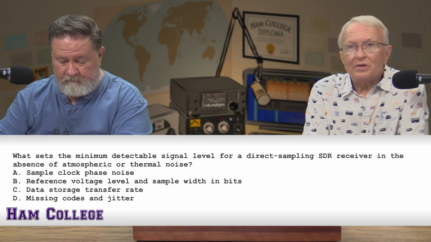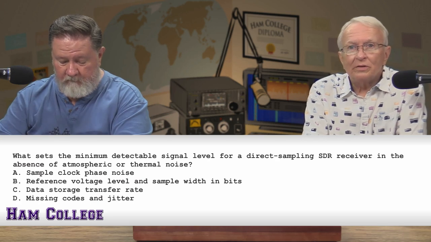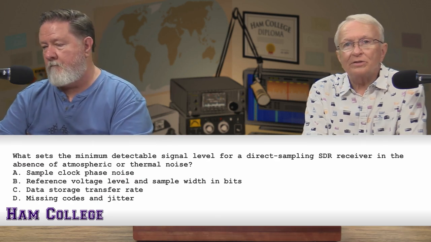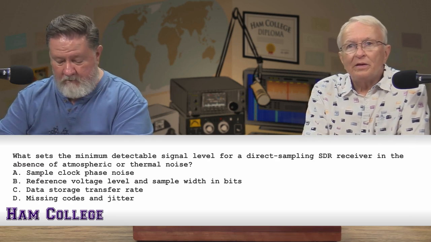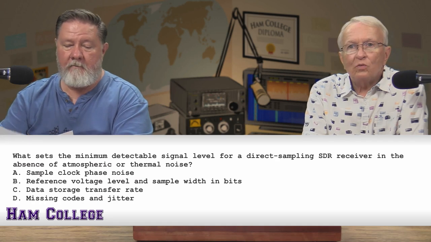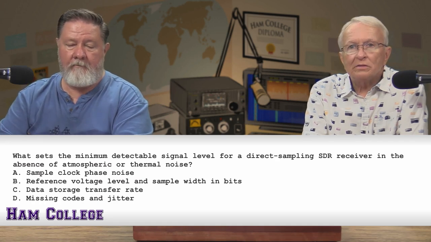I'm going to say it's not D, missing codes and jitter. It's not C, data storage transfer rates. Sample clock phase noise, A, or B, reference voltage level and sample width in bits. That's your answer. It's going to be B. Yeah, that's what I think too. Reference voltage level and sample width in bits.